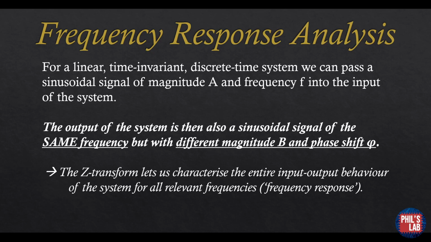So for example, for a linear time-invariant discrete time system, we can pass a sinusoidal signal of magnitude A and frequency f into the input of our discrete linear time-invariant system, and it turns out the output of the system is then also a sinusoidal signal of the same frequency. What changes is that the magnitude changes, either stays the same, is smaller or larger, and we might introduce some sort of phase shift. But the frequency is the same. Now the Z transform lets us characterize the entire input-output behavior of the system in terms of frequencies for all relevant frequencies, and that's what we call the frequency response.